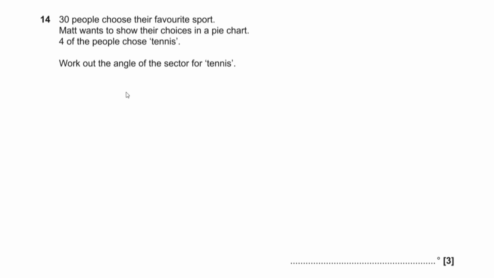Question number 14. 30 people choose their favourite sport. Mark wants to show their choices in a pie chart. 4 of the people choose tennis. We have to work out the angle of the sector for tennis. Well, out of 30 people, how many choose tennis? That's 4. So 4 out of 30 choose tennis.